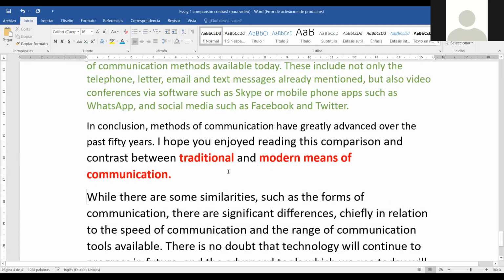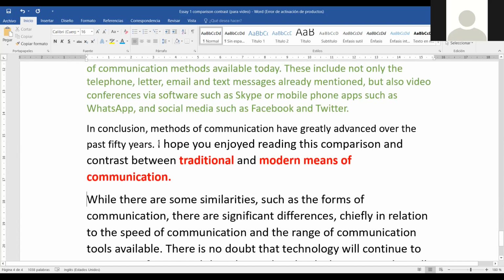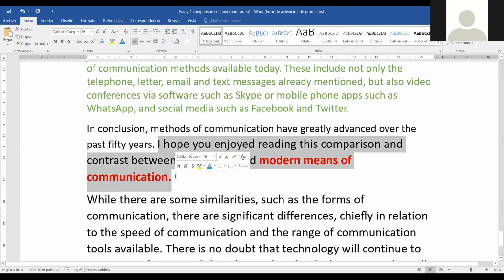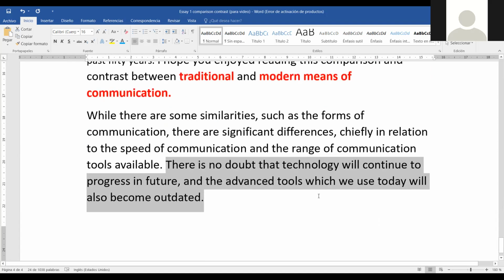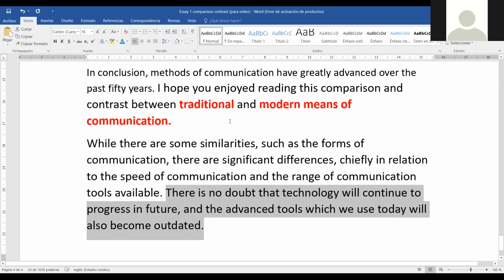So in this part, what I wrote from this part until the end is, while there are some similarities, such as the forms of communication, there are significant differences, chiefly in relation to speed of communication and range of communication. You see, it's actually the same. I am simply paraphrasing, and I'm saying that there are similarities and differences. And I am also adding another sentence: there is no doubt that technology will continue to progress in the future. The advanced tools which we use today will also become outdated.